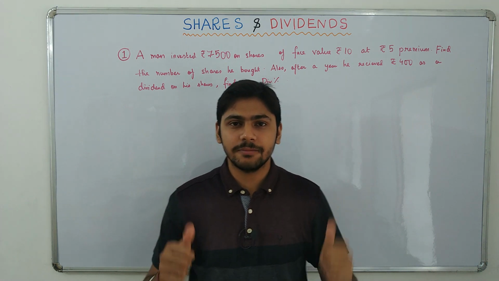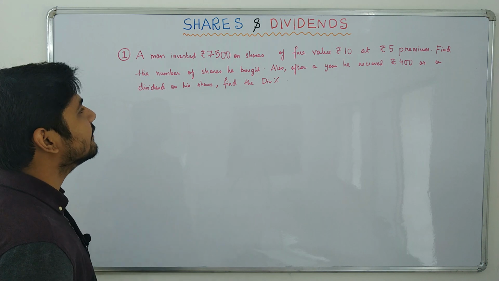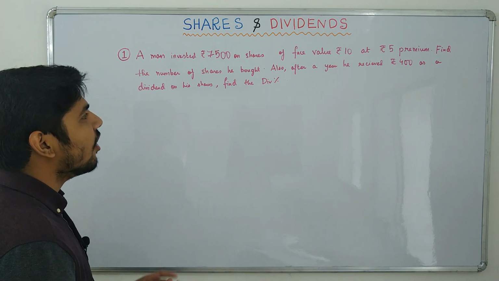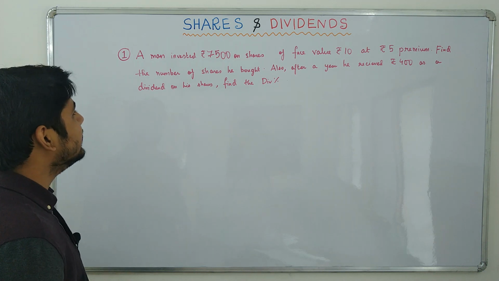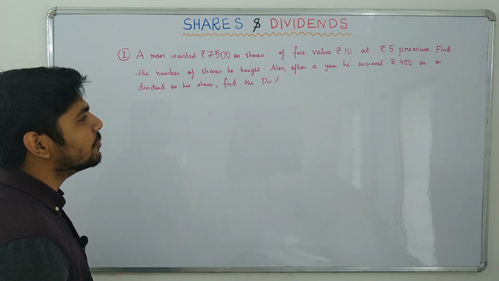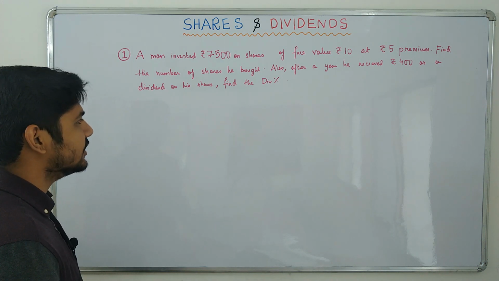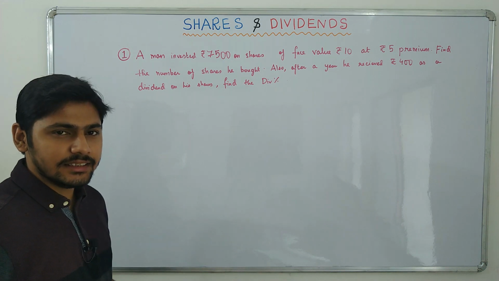Let's begin with the sums. First of all, we have a man invested rupees 7500 on shares of face value rupees 10 at rupees 5 premium. You have to find the number of shares he bought. Also, after a year, he received rupees 400 as a dividend on his shares. You have to find the dividend percent. This is a very easy sum.